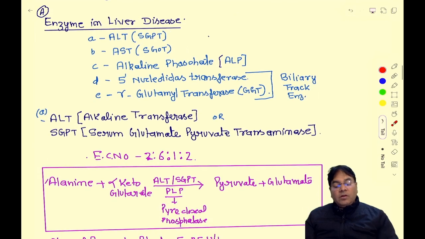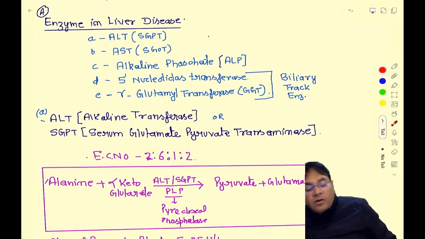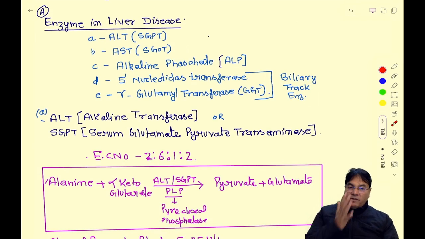So now coming specifically to the enzymes in liver disease. If a liver is showing some disease or damage and there are certain external symptoms in the patient, then these are the categories of enzymes which are found during a liver disease like liver cancer or gallstones or anything else. First enzyme is ALT, that is SGPT. The second enzyme is AST, that is SGOT. Then we have alkaline phosphatase, 5 nucleotidase, and gamma glutamyl transferase, that is GGT.